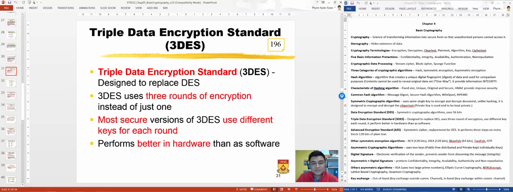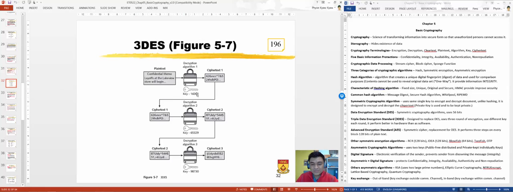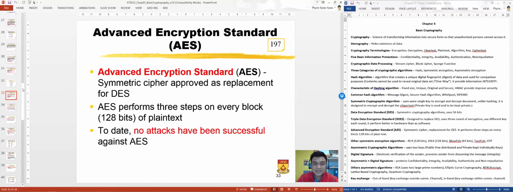Okay, so what people try to achieve is that they do the triple data encryption, so-called 3DES. So they do three rounds of DES to get better encryption. Sometimes the most secure version of 3DES uses a different key for each round. So every round they use different keys for encryption and decryption. It performs better in hardware than in software. So this is three rounds of encryption using three different keys. To make it more secure, you can change the key maybe every hour or every day, so that users cannot guess the key.